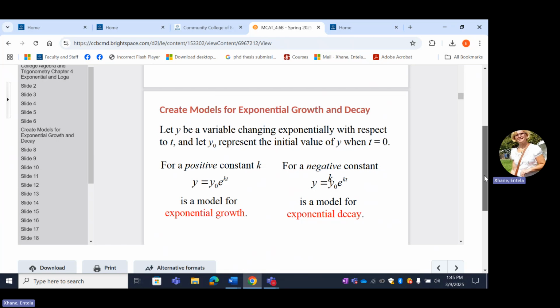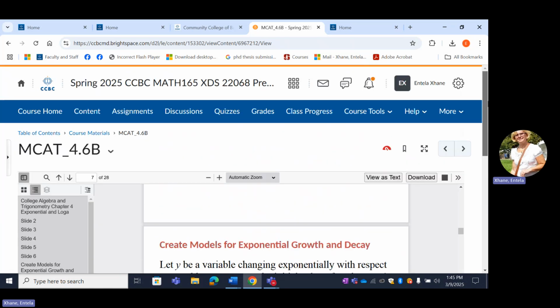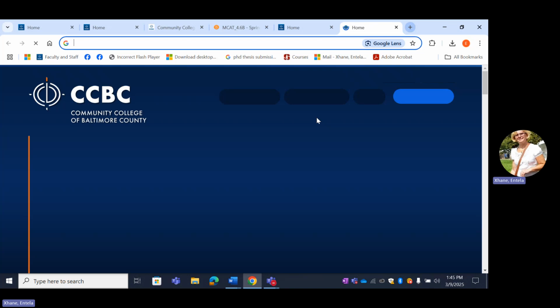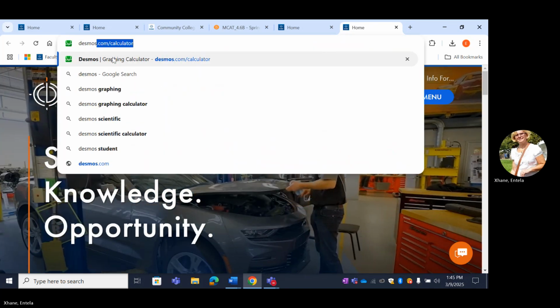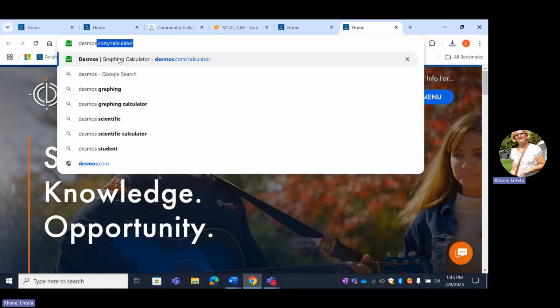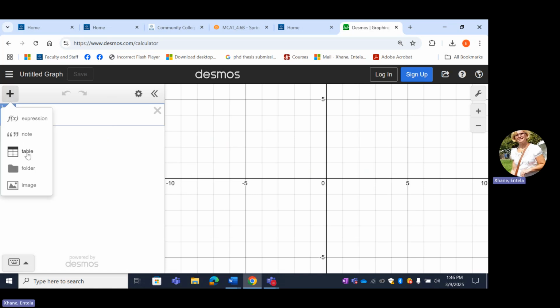Is this enough? No, it's not. You are going to determine this k using Desmos. So what I'm going to do now, I'm going to add a tab, and then I'm going to type in Desmos. And then I'm going to go to the option Desmos Graphing Calculator. And then I click on this plus sign, and then go to the table.